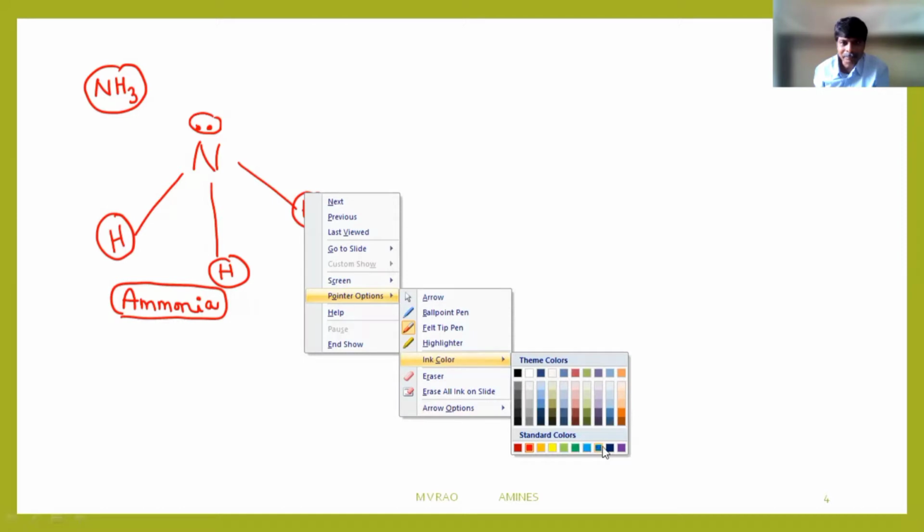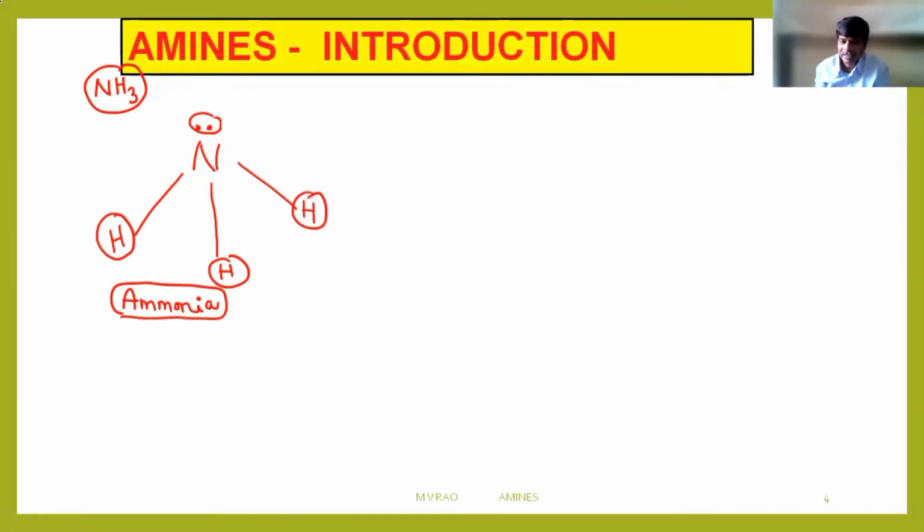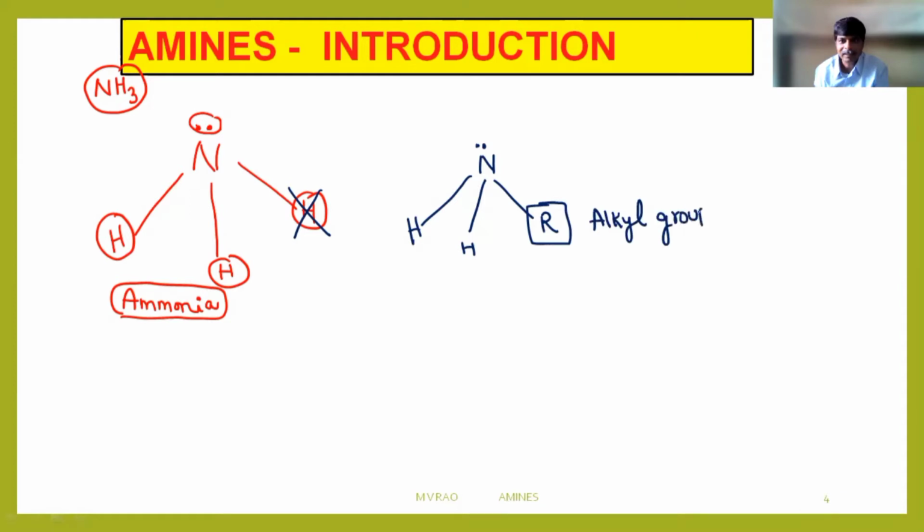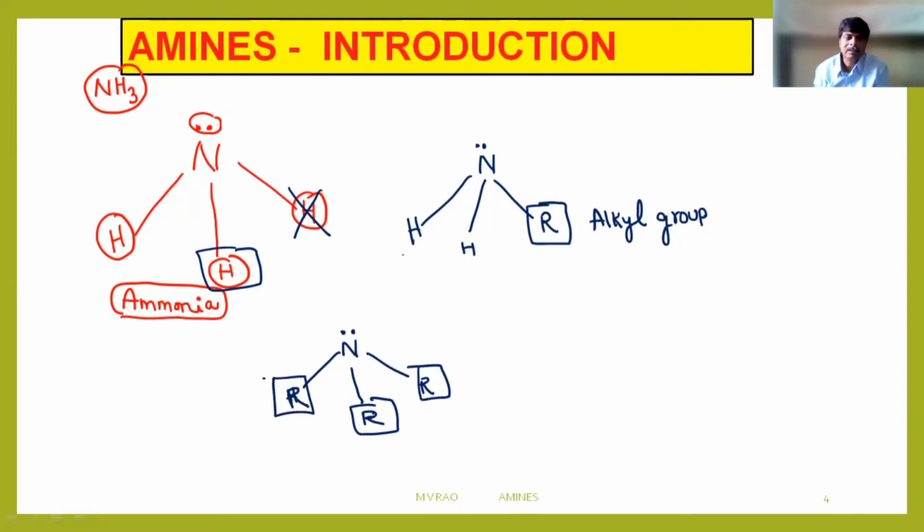So what are amines? Amines means the derivatives of ammonia. That means instead of H, you can write R. This R is an alkyl group. If the second H is also replaced with R, then it is also called an amine. 2 R's are there here. If the third H also is replaced with R, it becomes R3N. So organic derivatives of ammonia are called amines.